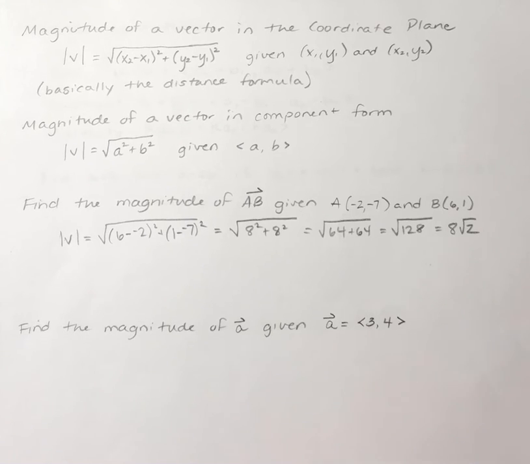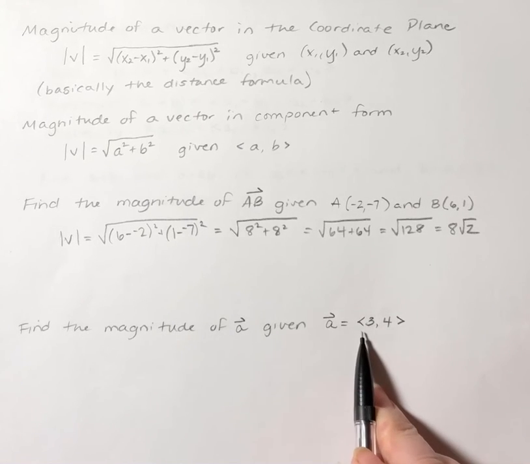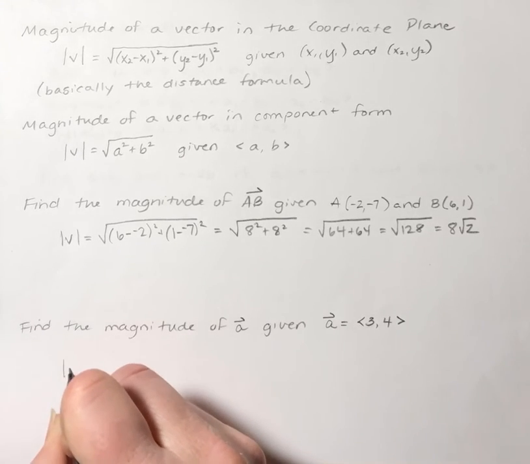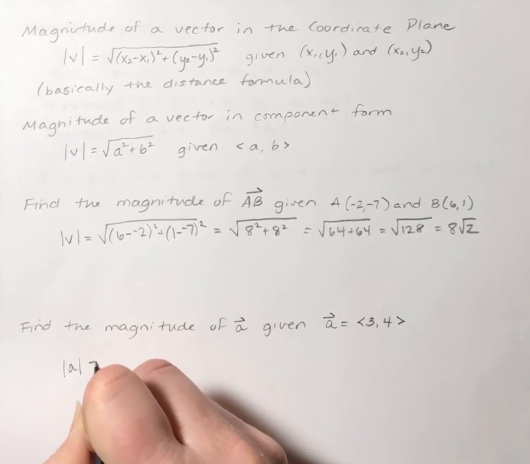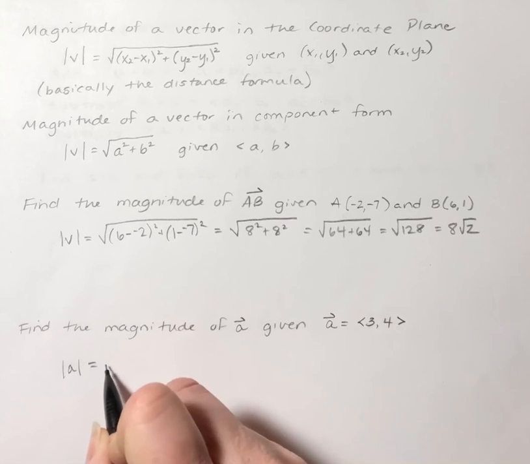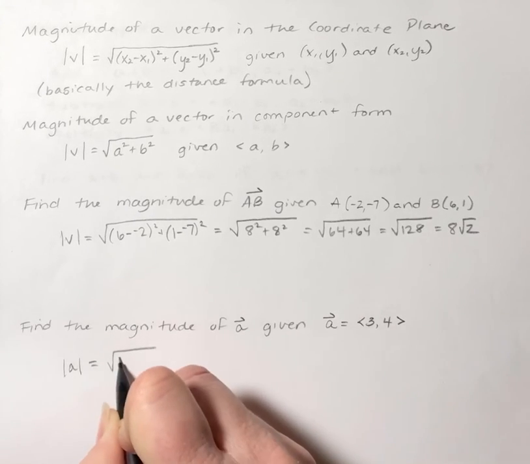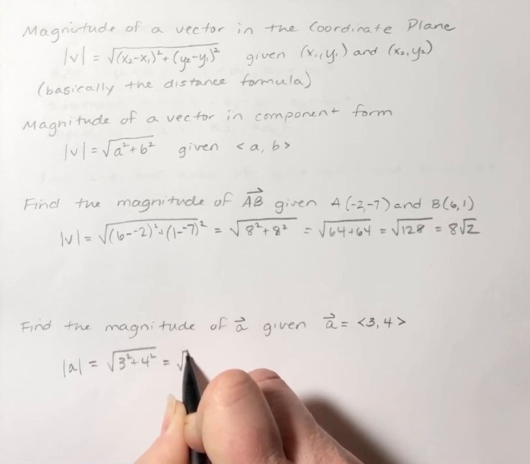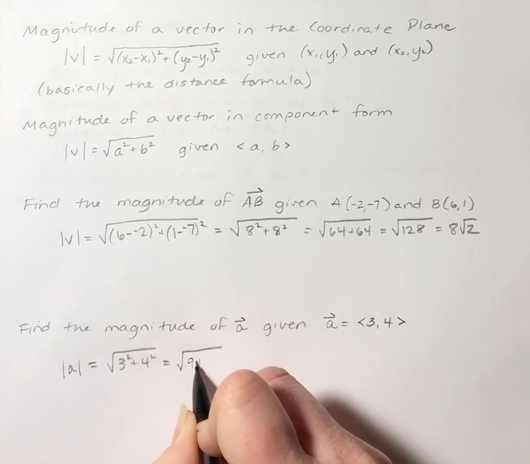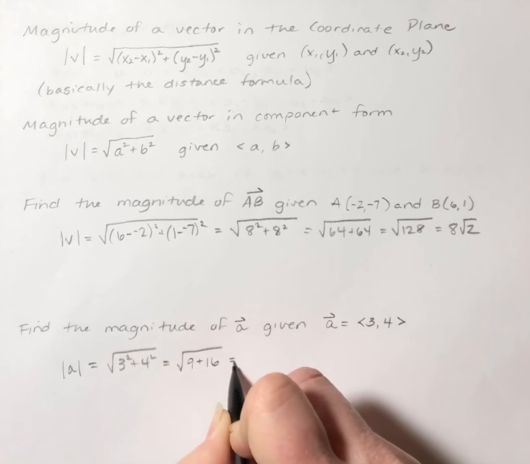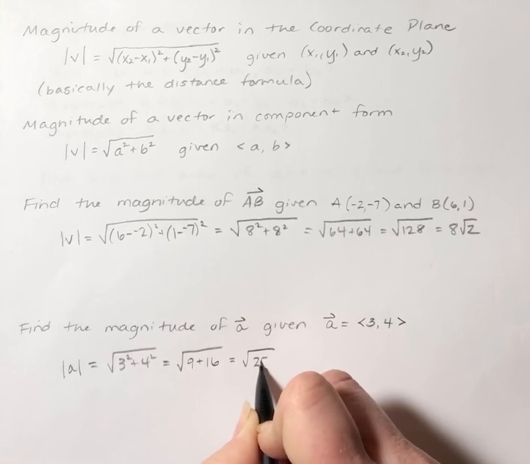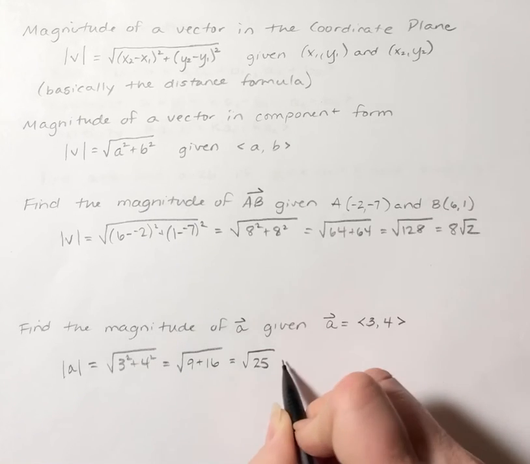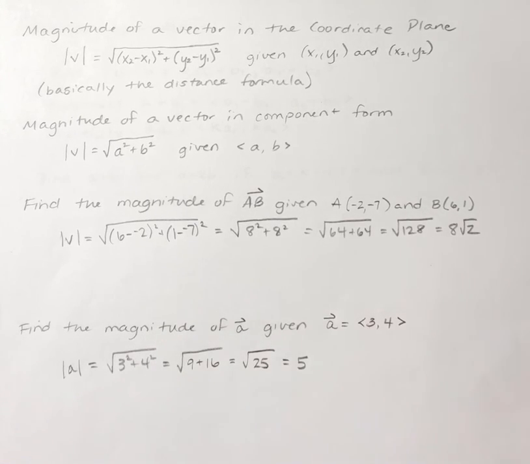Find the magnitude of vector A, given that vector A is equal to the vector 3, 4. So the magnitude of A would equal the square root of 3 squared plus 4 squared. And if you already recognize that this is going to be a 3, 4, 5 triangle, you can certainly go right to that, but I'm going through the whole process here. 3 squared is 9, 4 squared is 16, 9 plus 16 is 25, and the square root of 25 is 5.